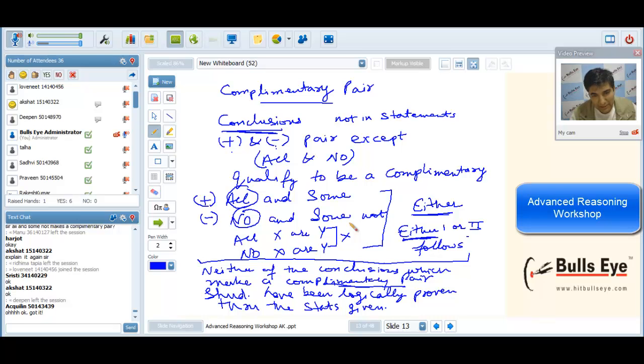Can we go to the slide now? And let's check it practically. I said neither of the conclusions which I am making as a complementary pair should have been logically proven through the statements. If any such conclusion follows, then the pair breaks.